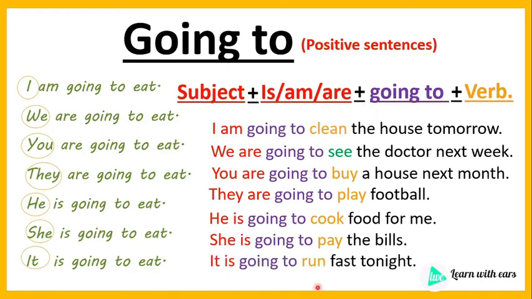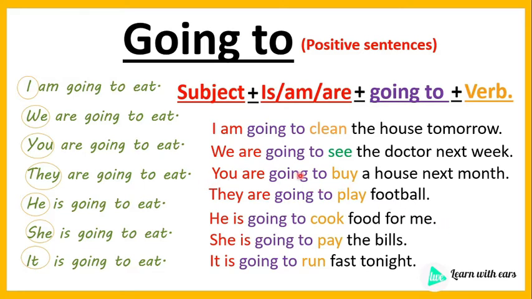Next sentence, it is going to run fast tonight. With it we use is. He, she, it, these are singular subjects. We use is with singular subjects. We, you, they are plural subjects. We use are with plural subjects. And with I, we use am. So this is the way to make positive sentences with going to. If we are saying he is going to cook food for me, it means it is not present, it is future. In the future he is going to cook food for me.